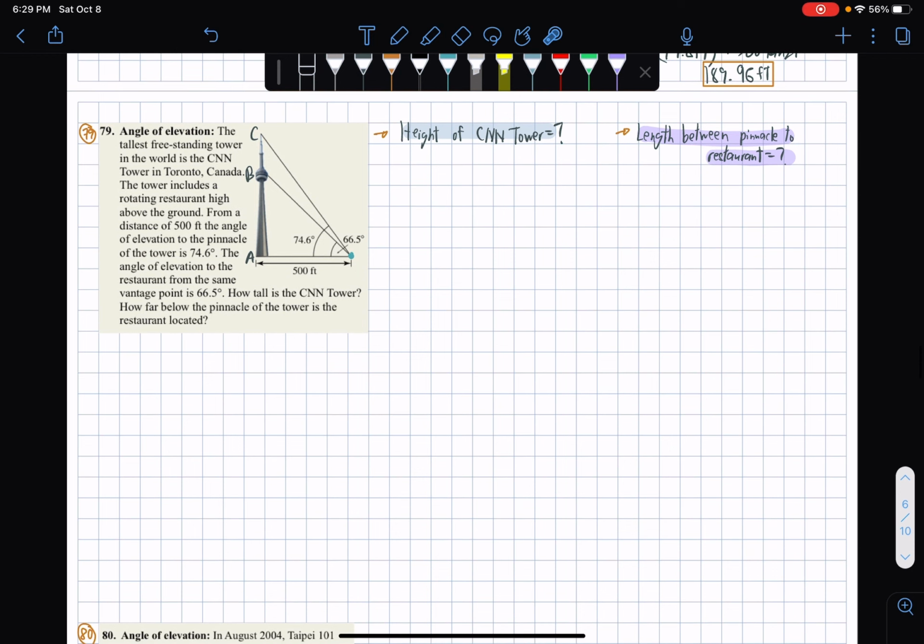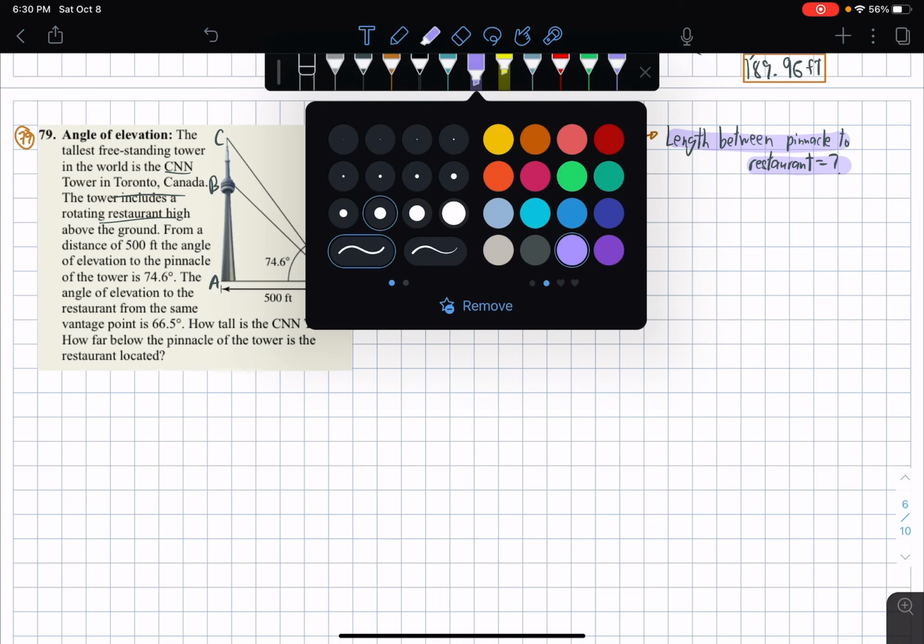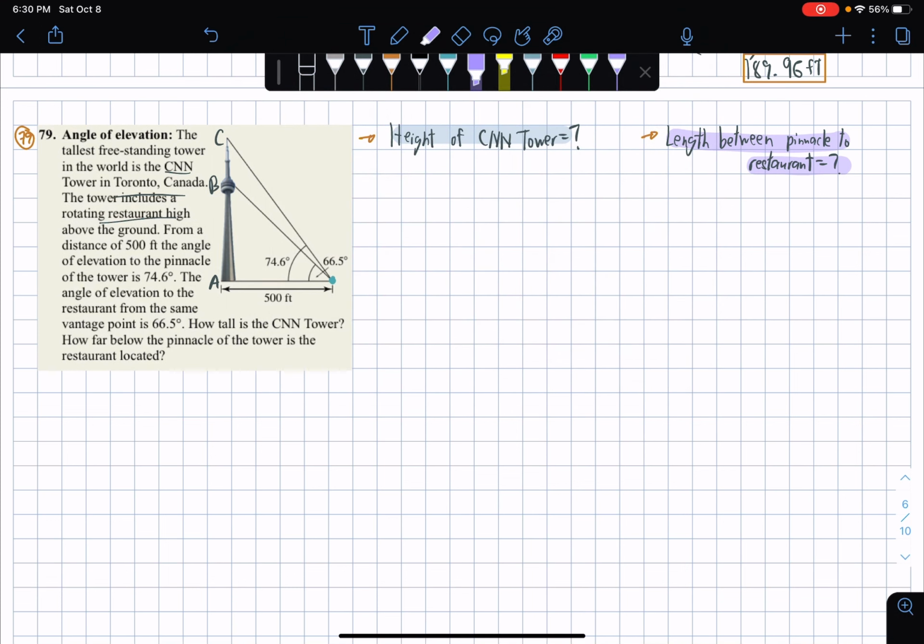So for number 79, angle of elevation. The tallest freestanding tower in the world is the CN Tower in Toronto, Canada. The tower includes a rotating restaurant high above the ground. So I'm starting to realize that this is the restaurant. And from a distance of 500 feet, the angle of elevation.